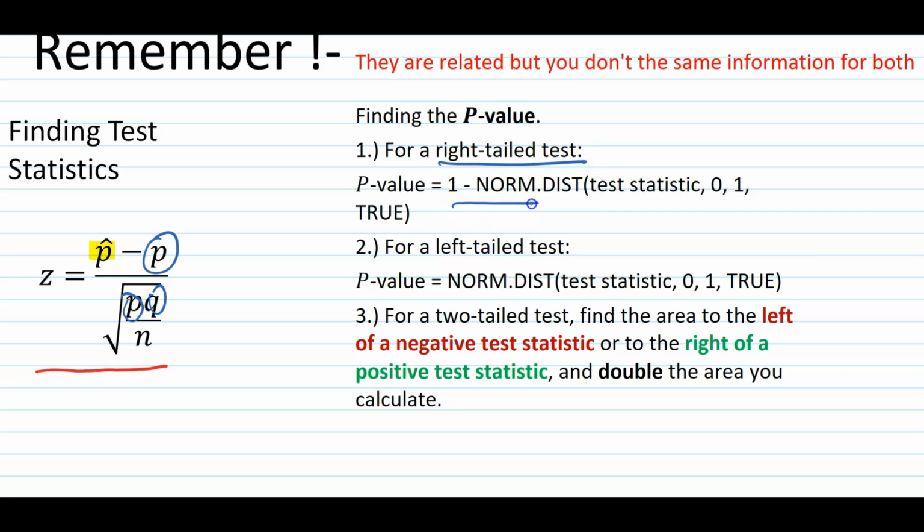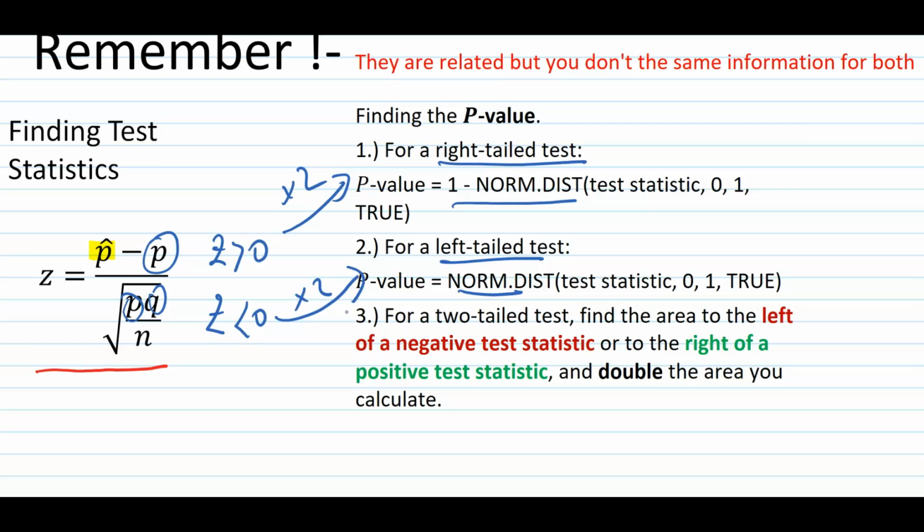And the p-value depends on whether it is a left tail test or a right tail test. For the right tail test, this will be the equation that we use. For the left tail test, this will be the equation we need to use. And if we're running a two-tail test, we look at our test statistic. If our test statistic is positive, then we take the right tail test and double it. If the test statistic is negative, then we take the left tail test and double it, and that would be for two-tail tests.